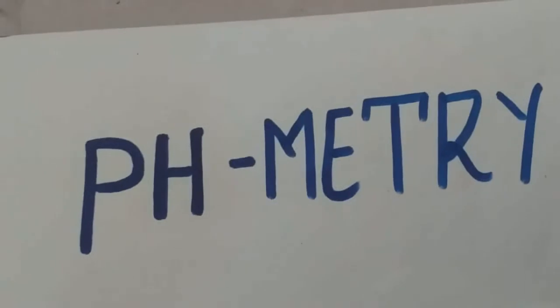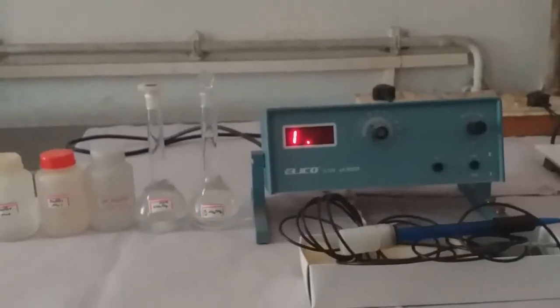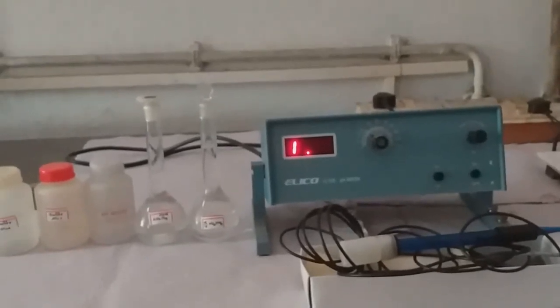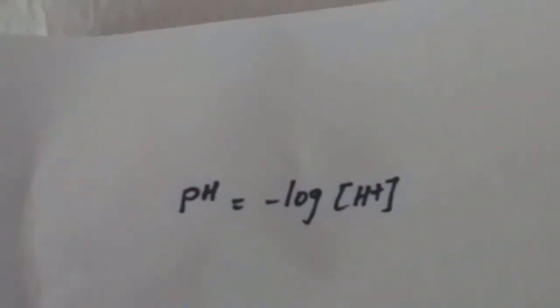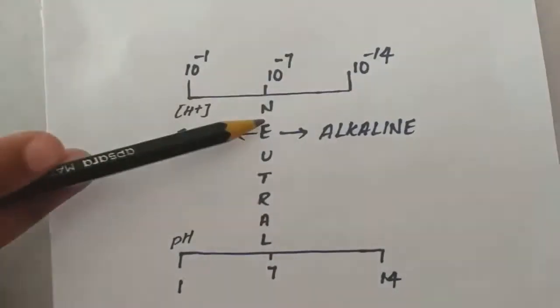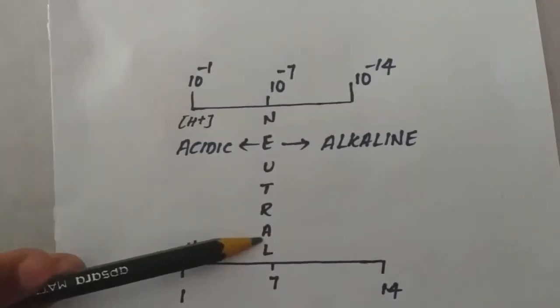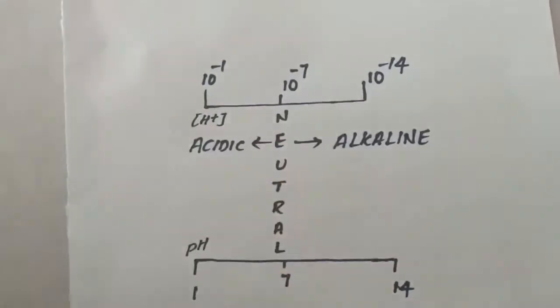Today we are here to give a demo on pH metry. pH is defined as the negative logarithm of H plus ion concentration. For a neutral solution, or for water, H plus ion concentration equals OH minus ion concentration, which is equal to 10 power minus 7 gram ions per liter. Its pH will thus be 7.